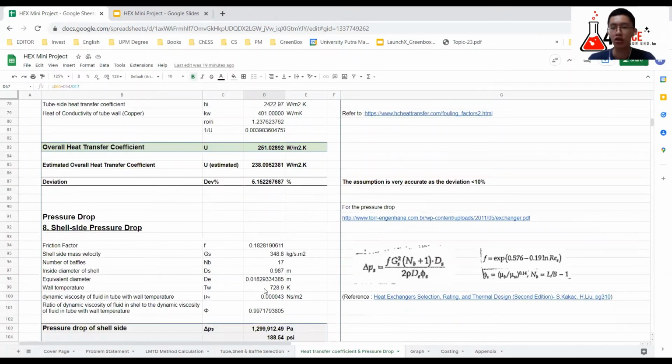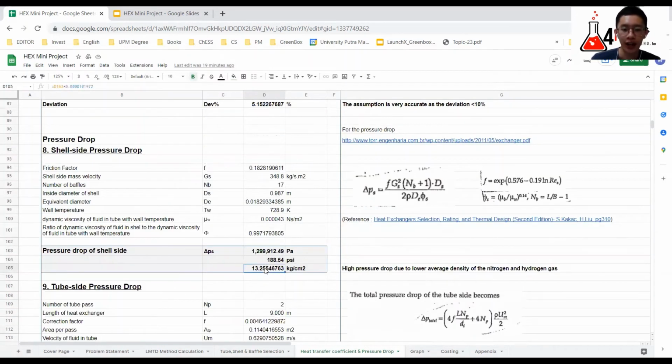After that, we try to find out the pressure drop. We know that we need to reduce the pressure drop to avoid the corrosion and so on and so forth. So for our shell side, we get in total 188 PSI. Actually, this one is quite high, but it's still logical because the lower average density of the nitrogen and hydrogen results in the high pressure drop.